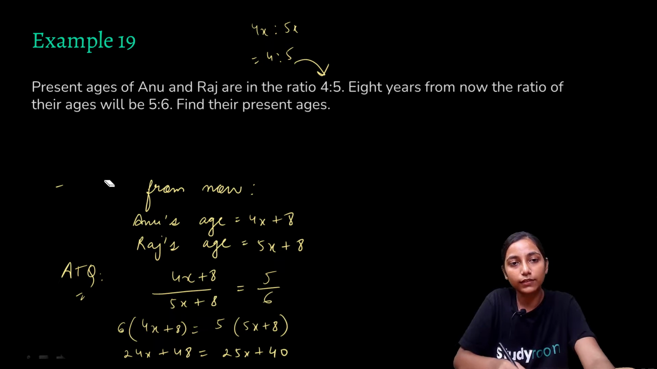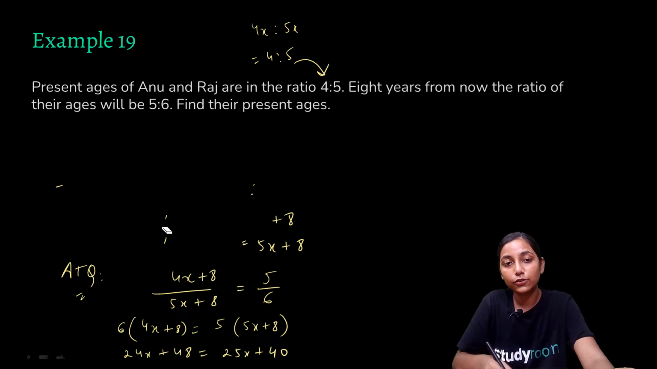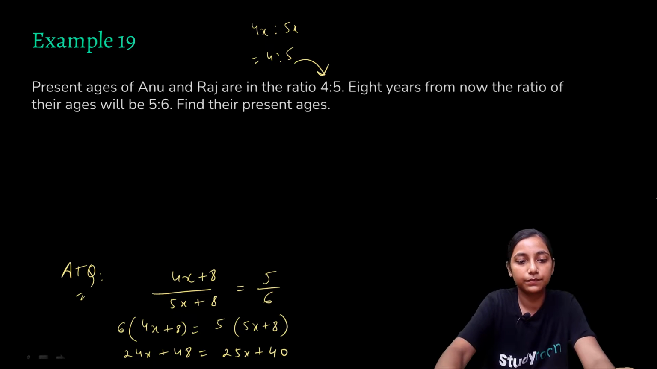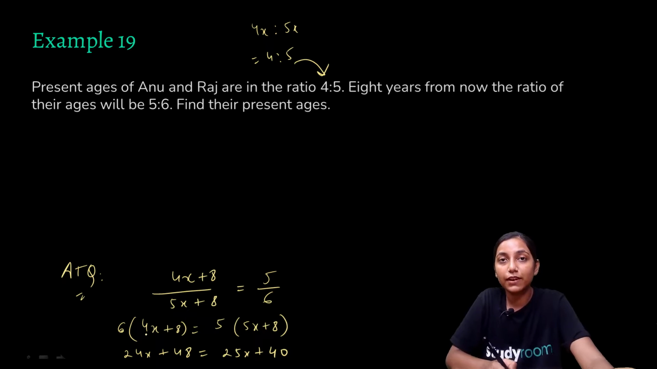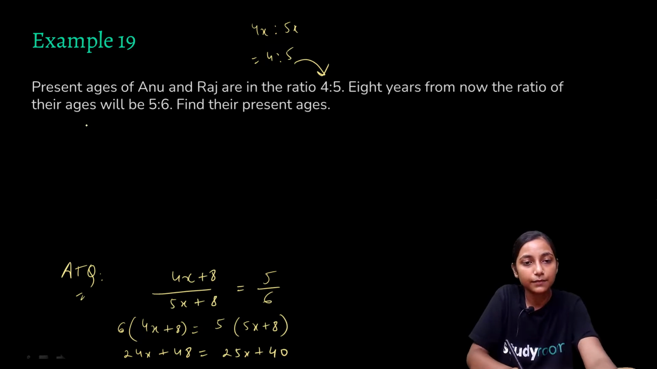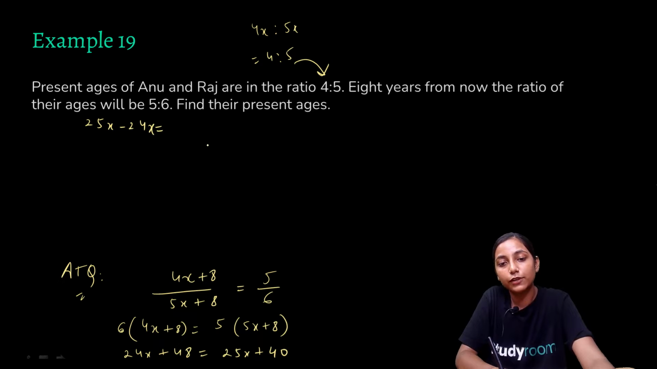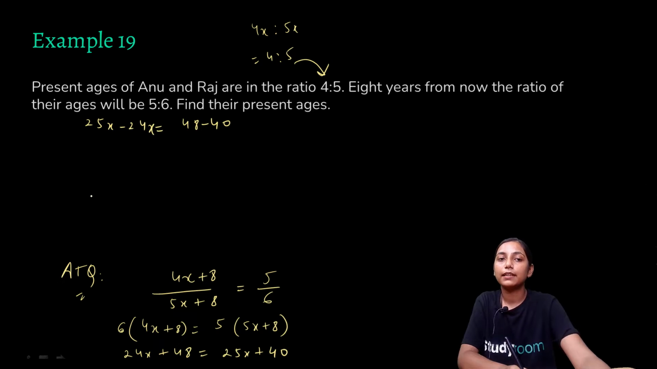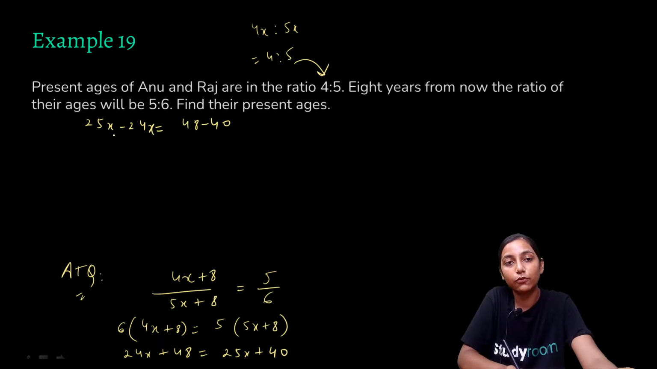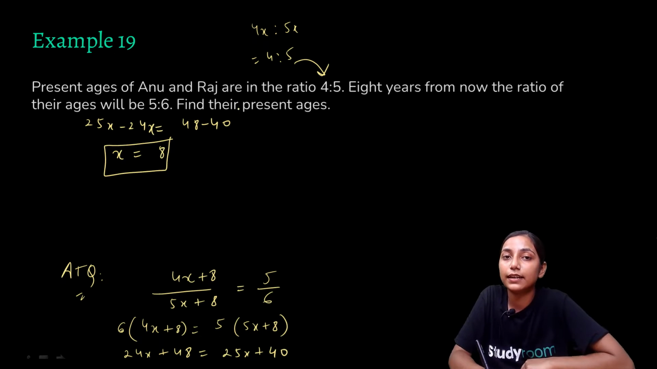Now, how can I solve this? I again need to follow all the steps. Our first step was to keep the variables on one side and the constants on the other side. This will be 25x minus 24x equals 48 minus 40. Now apply the mathematical operations on the like terms. 25x minus 24x will be x, and 48 minus 40 is 8. So x is coming to be 8, but we have to find their present ages.